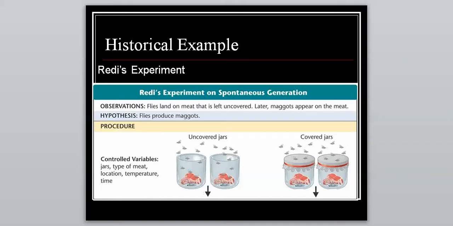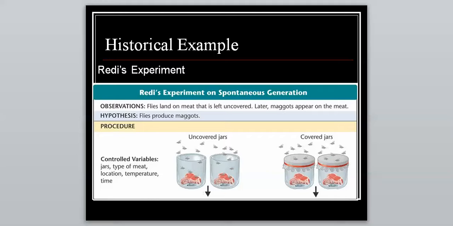It starts with the observations that he made. He saw that flies landed on meat that is uncovered, and later maggots appeared on that meat. So he made the hypothesis that flies produce maggots. Again, he didn't just come up with that on his own. He made a distinct observation. So he set up his experiment here with his controlled variables.